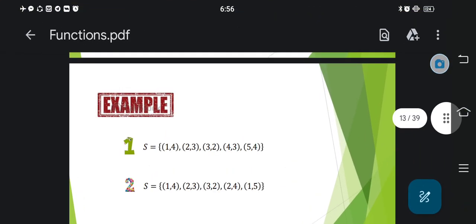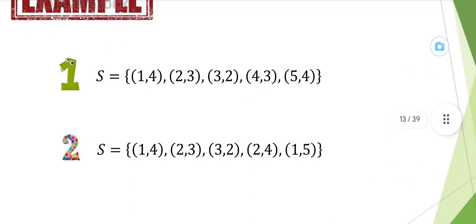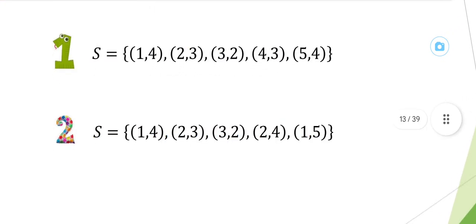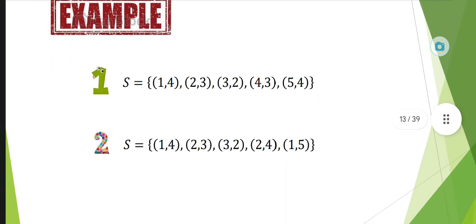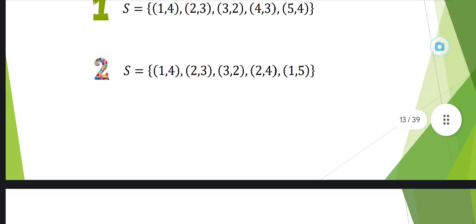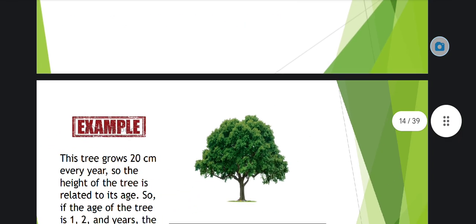So, direct class. Okay, so number 1. No repeating X, right? The X values are 1, 2, 3, 4, and 5. And number 2 has a repeating X: 1, 2, 3, 2, and 1. The 2 repeated. So, number 2 is not a function.